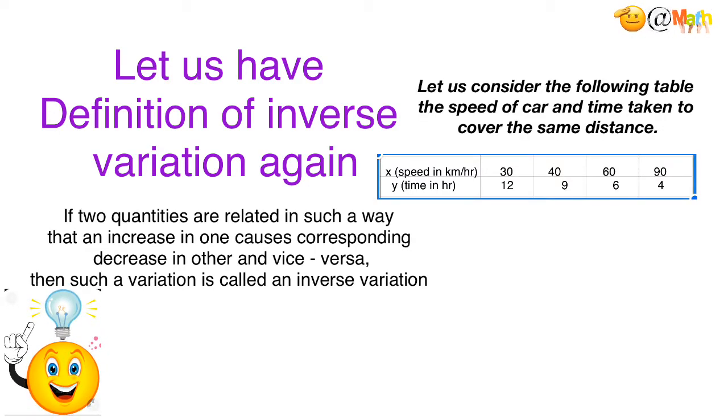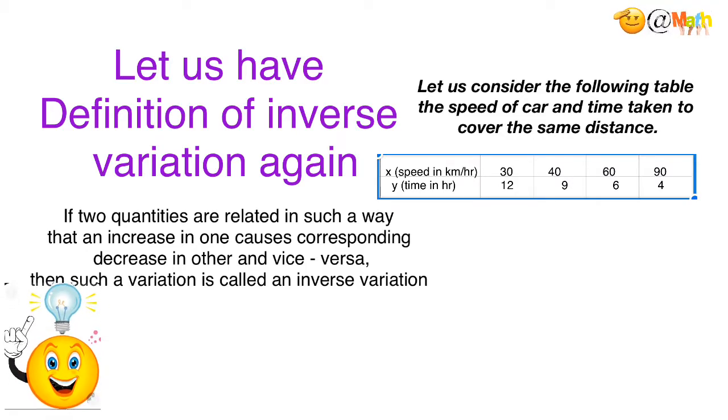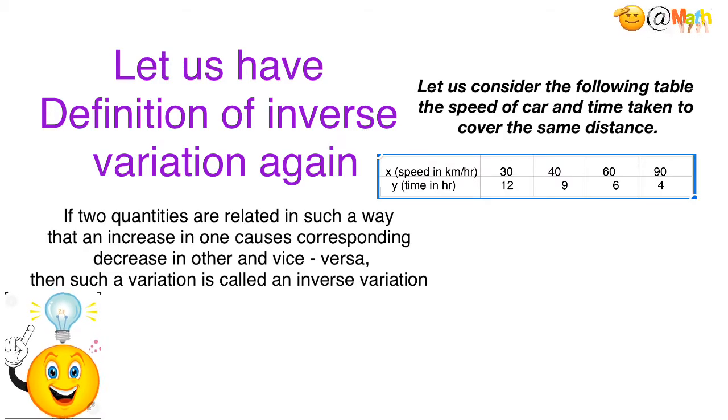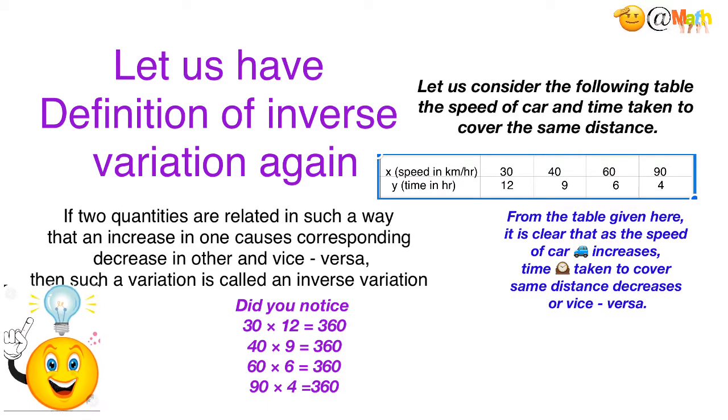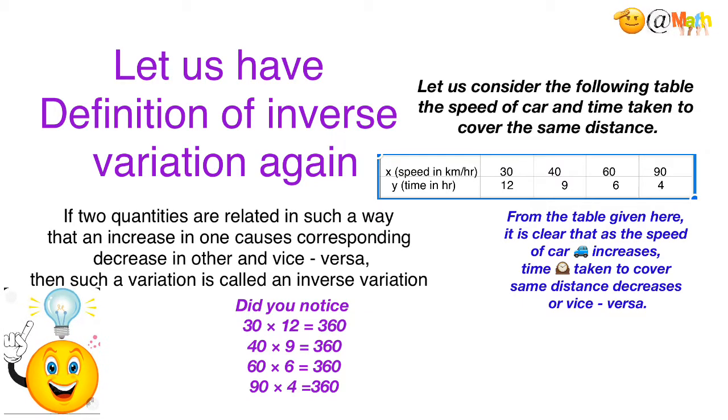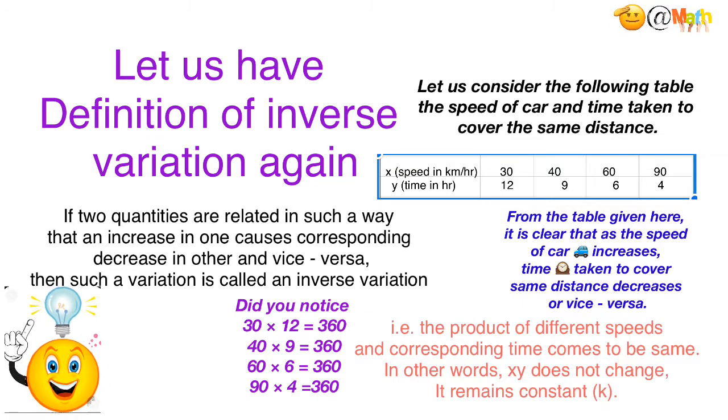Let us consider the following table: the speed of a car and the time taken to cover the same distance. Let speed be denoted by x and time by y. Speed is in km per hour, y is in hours. At 30 km per hour, it took 12 hours. At 40, it took 9 hours. At 60, it took 6 hours. At 90, it took 4 hours.